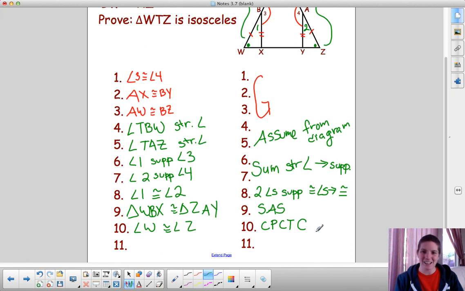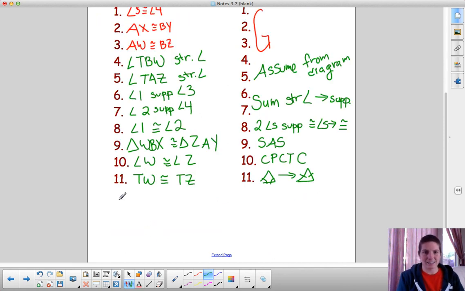So once I've said angles, then I can say the sides, and that is T at the top there. So I would say that segment TW is congruent to segment TZ. Here's your new reason: if I said the angles are congruent, then the opposite sides are congruent. And step 12, triangle WTZ is isosceles by definition. Definition of isosceles.